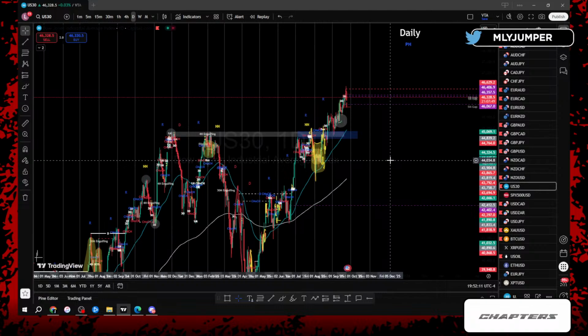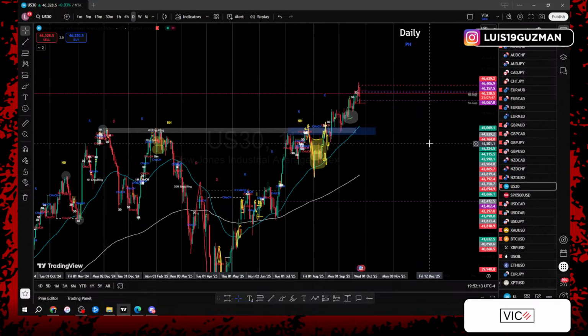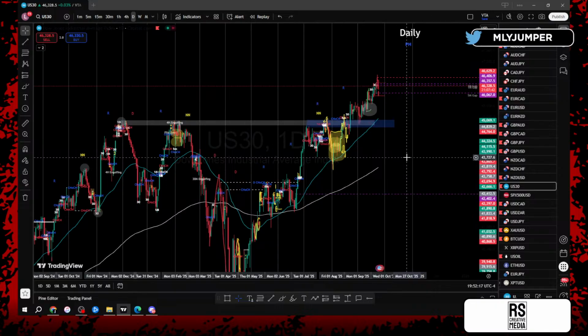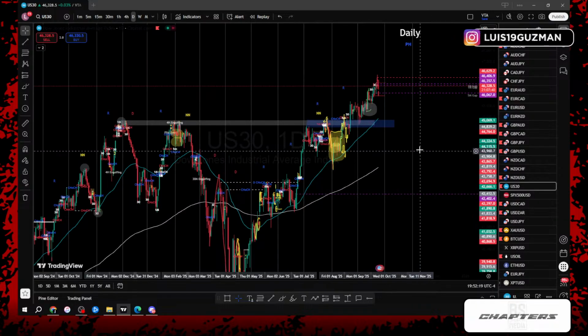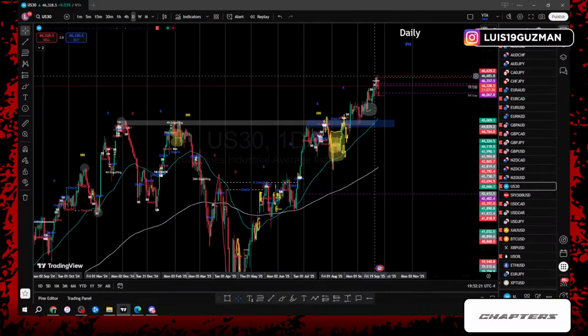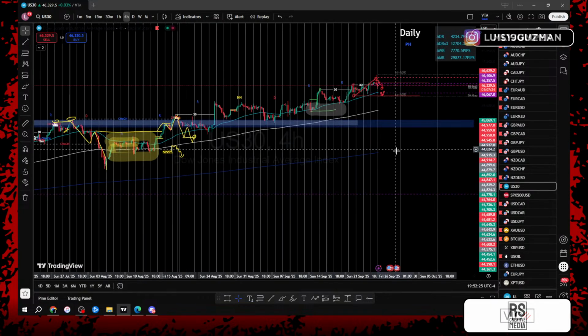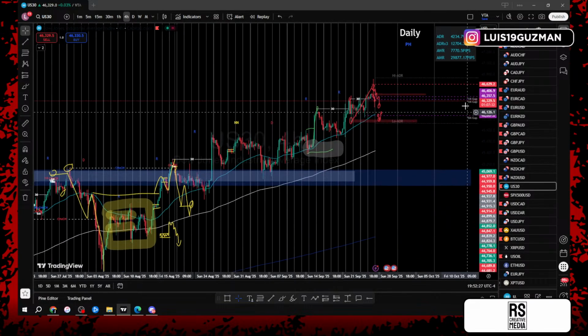US 30 trading at a higher high, peak high territory. Did give us a valid break of the daily, it gave us a valid break of the 4-hour, gave us the valid break on the 30, and just continued the trend. We just keep an eye on what happened with price today.